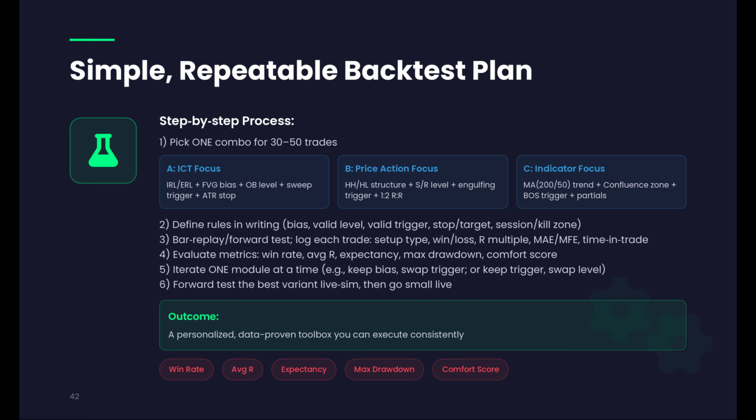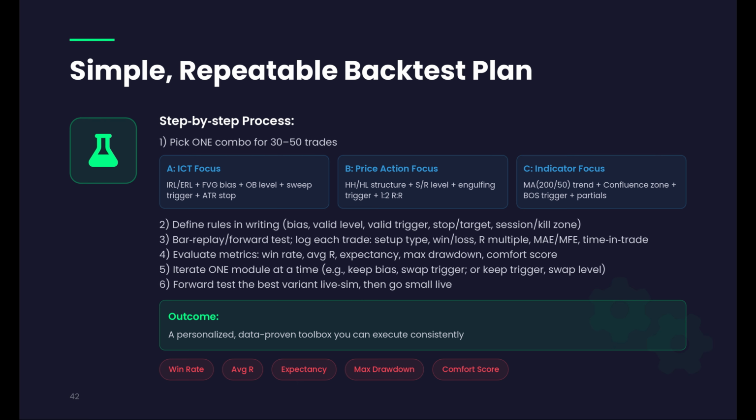Step 5. Iterate one module at a time. This is critical. Don't change your entire system based on 30 trades. Change one component. Perhaps you keep your ICT bias and order block levels, but you switch from liquidity sweep trigger to break of structure trigger. Test another 30 trades with this one change. Compare the results. Or perhaps you keep your bias, trigger, and risk approach identical, but you swap from order blocks to Fibonacci levels. Again, 30 trades, record everything, compare the results. This systematic iteration isolates which components are working and which need adjustment.